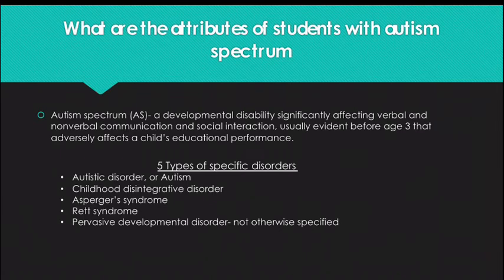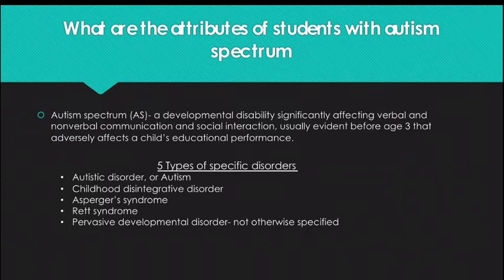What are the attributes of students with autism spectrum? So, what is the autism spectrum? It's just a developmental disability that usually revolves around communication and social interactions. This is usually found in young children, but also people can be diagnosed with autism at any point in life, truthfully. So, there are 5 types of specific disorders.